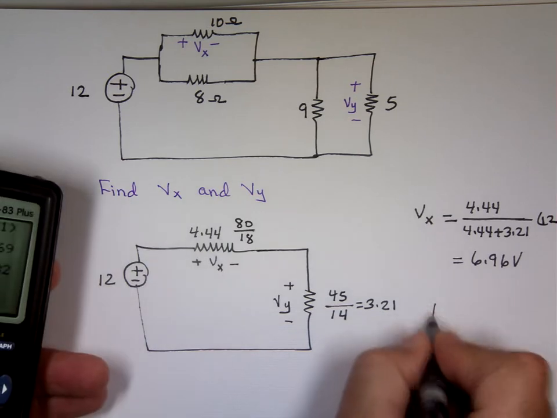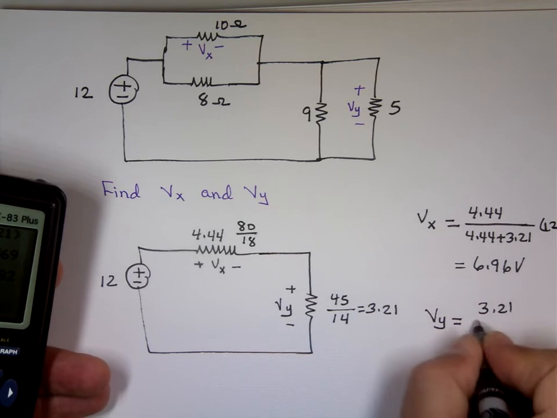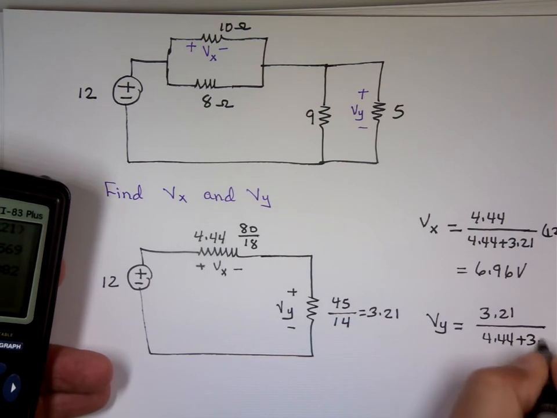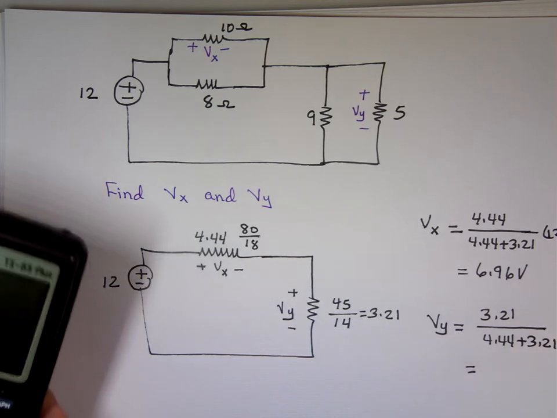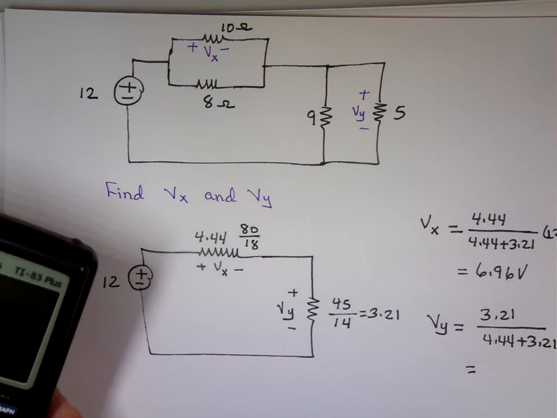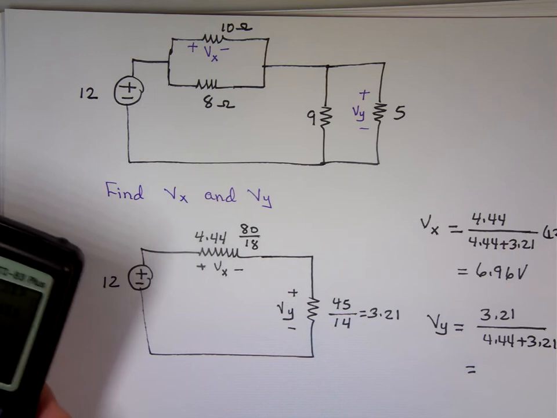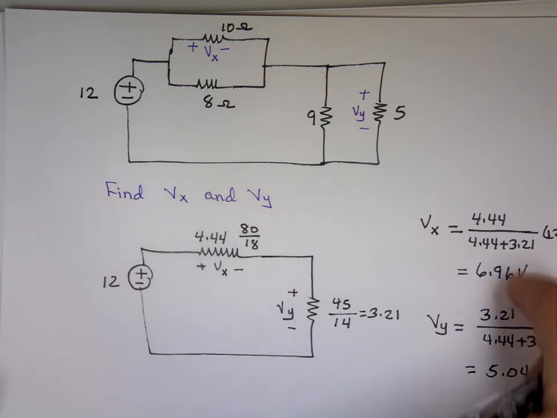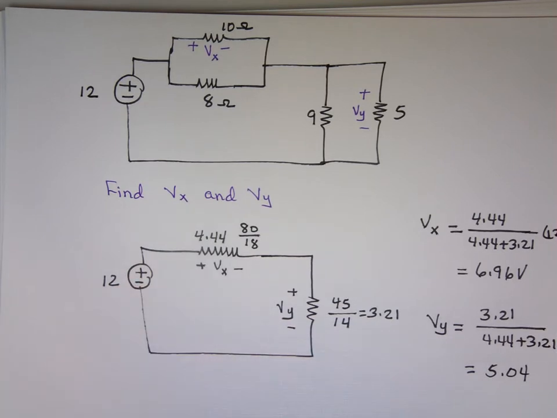And Vy, it's going to be this resistor, which is 3.21 over the sum of them, times the 12. 3.21 divided by parentheses 4.44 plus 3.21, and you multiply that by 12, and it's 5.04. And notice, if I add this number to this number, what are you going to have? 12 volts, which is the source. So that's how we handle voltage division.